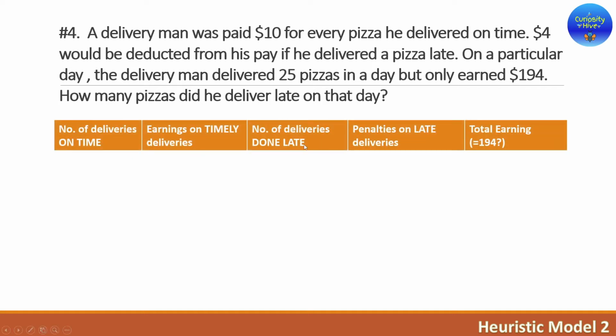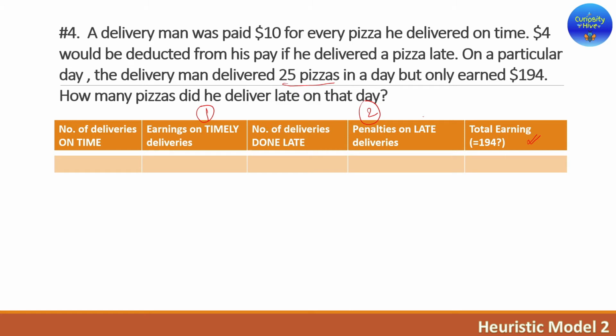So here is my table where I put number of deliveries on time and hence what is the earning for the timely deliveries. Then I have a column for number of deliveries which are done late, and because of that what is the penalty for these late deliveries. And then I need to subtract 1 and 2, that is the timely delivery revenue minus the penalties, and then check if the total earnings match 194.